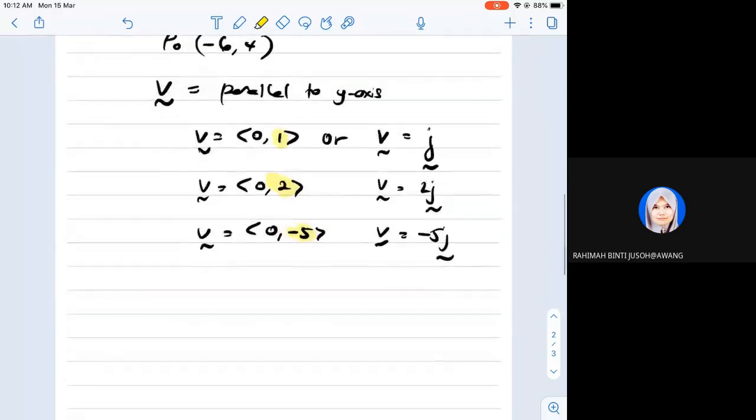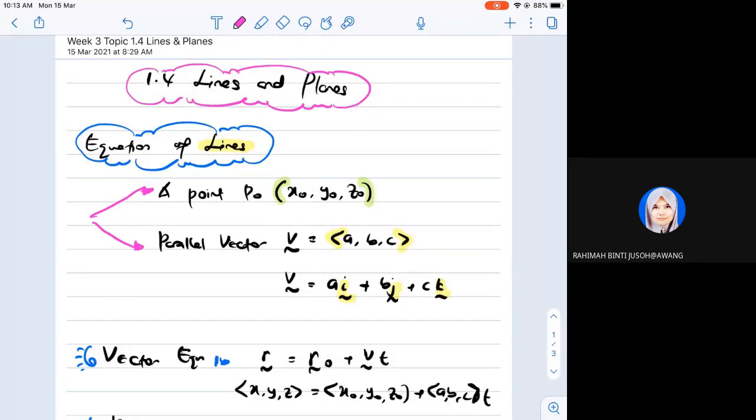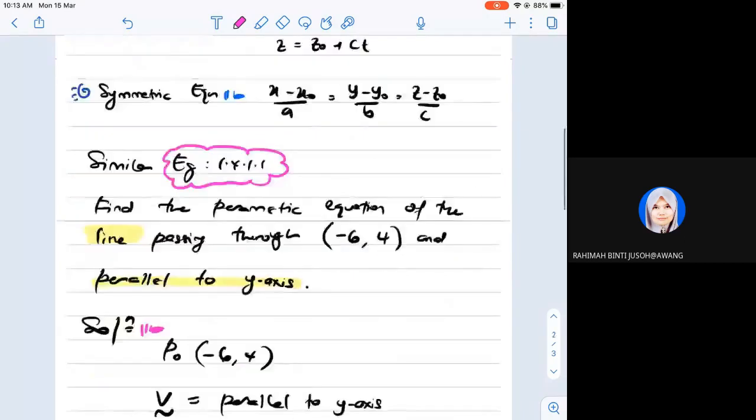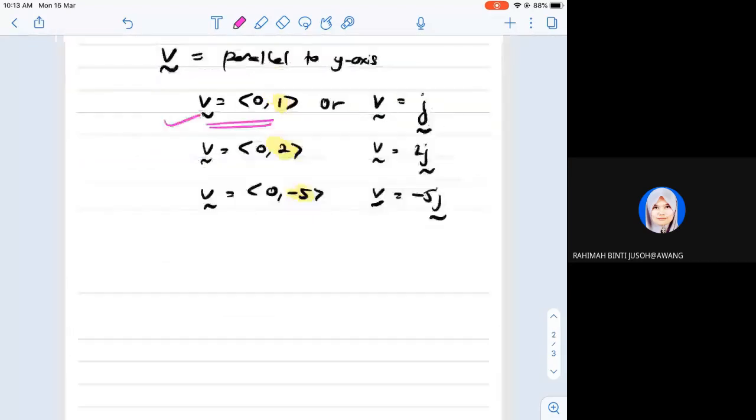In this case, of course, we will take the first one, because (0, 1) is easier. So we choose this one, but you also can choose the second and third one. It's up to you. All answers are correct. In equations of lines and planes, in this subtopic, we can have more than one solution. It depends on the value that you took to find the equations. So we can have many solutions for topic 1.4, depending on the values we take.